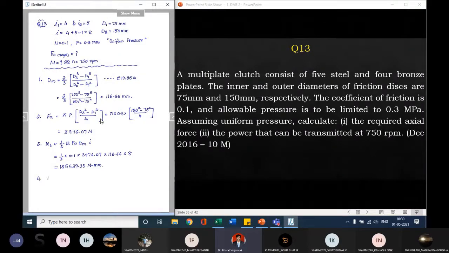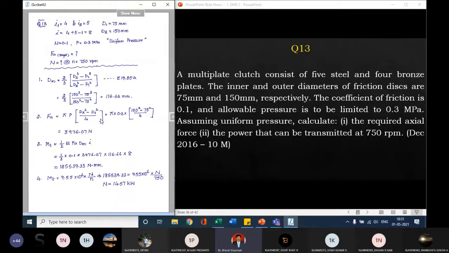Now the next step is, we know that MT is equal to 9.55 into 10 to the power of 6 into capital N by small n. So once again, I'll be using this value: 185539.33 will be equal to 9.55 into 10 to the power of 6 multiplied by capital N. We need to find capital N, the power. So you got this value of N. N how much? 14.57 kilowatts. We got the value of capital N.